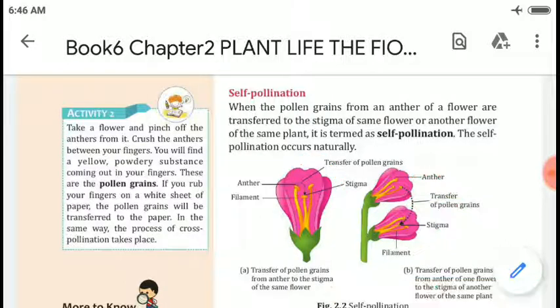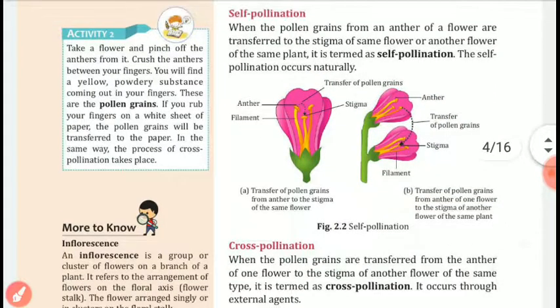Self-pollination occurs naturally. In self-pollination, the pollen grain is transferred from anther to stigma of the same flower, or it can be from one flower to another flower of the same plant.